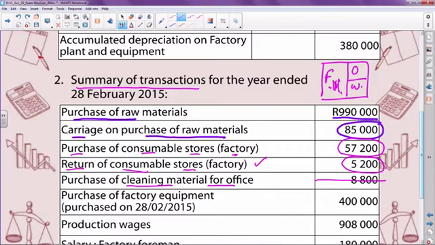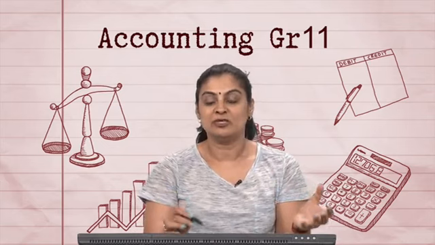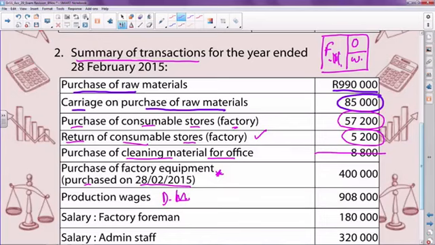Right, purchase of factory equipment. This is important because this is going to help us in terms of depreciation. But if we look at the information, it was purchased on the 28th of Feb 2015. So immediately the purchase of equipment, or the depreciation rather, has no bearing on this financial year. It was purchased on the last day, so there's no depreciation for me to include in this financial year. Right, production wages obviously affects direct labor. Okay, so I'm going to come to that later on.